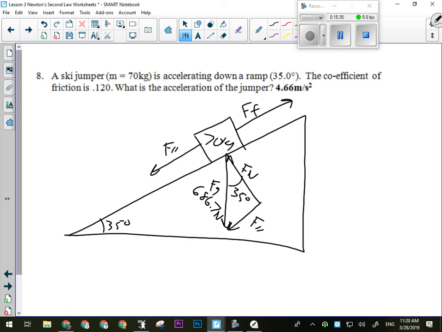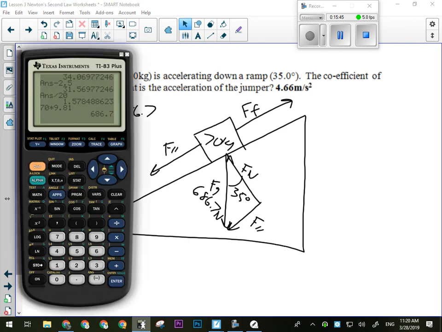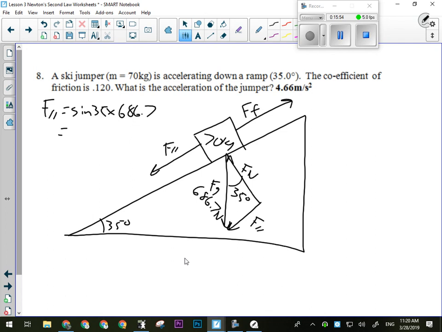So this is a 35-degree angle, so I'll calculate F parallel first, same as we always do. Sine of 35 times the weight, 686.7. All right, so we've got 393.87 newtons acting down the ramp.